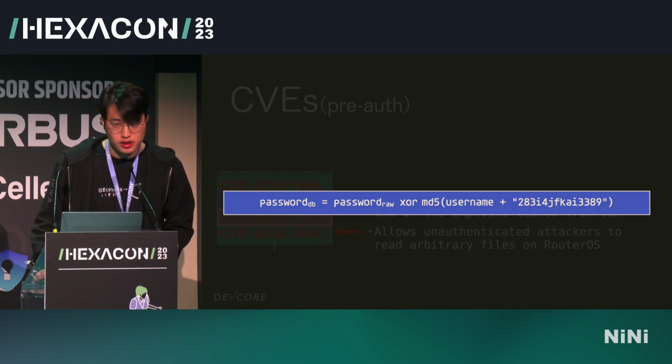This piece of code is still in RouterOS, but it's not used anymore. So the password can be recovered easily, and a bug with arbitrary file reading is sufficient to log in as admin because you can recover the password.